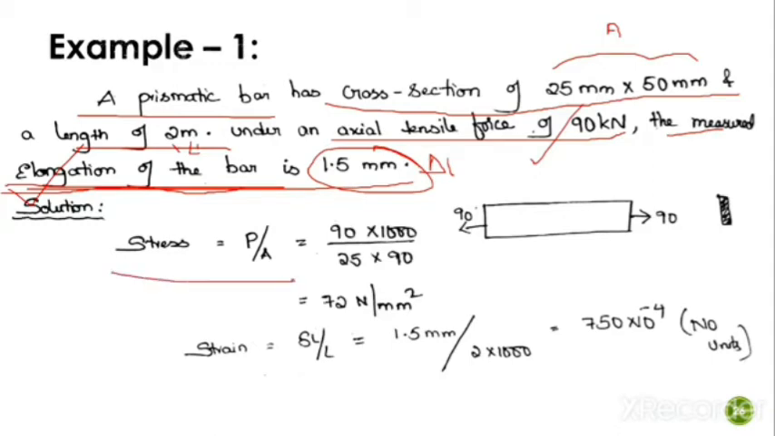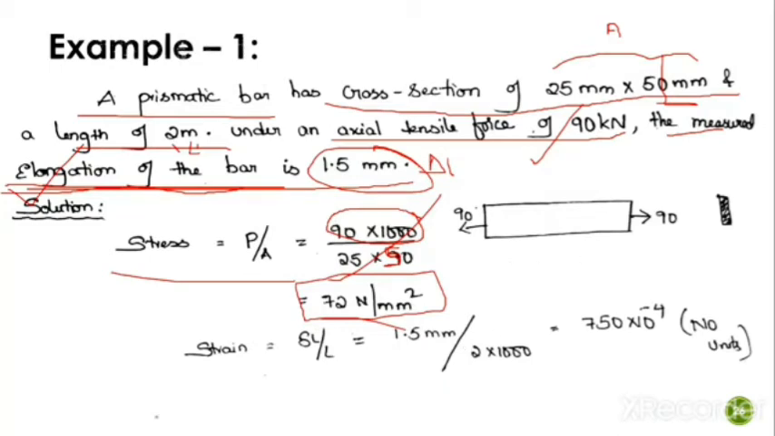Stress equals force by area. Force is 90 kilonewton, 90 into 10 to the power of 3 newtons, divided by 25 into 50, which is the cross section. Calculating this gives you the value, 72 Newton per mm square.